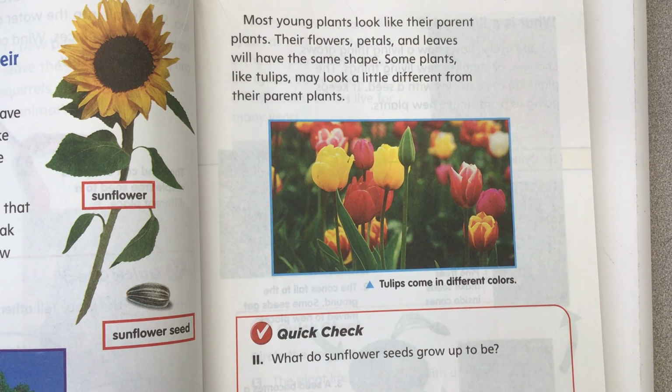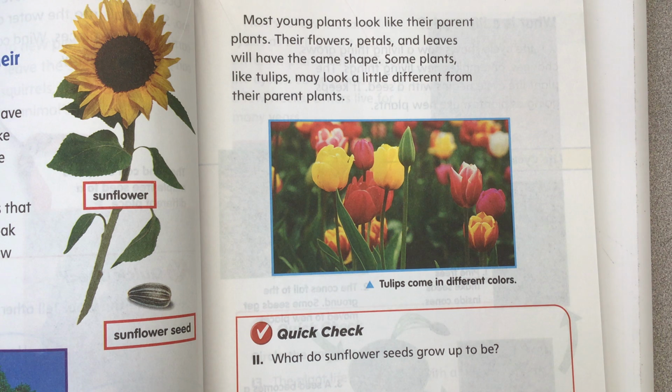Most young plants look like their parent plants. Their flowers, petals, and leaves will have the same shape. Some plants, like tulips, may look a little different from their parent plants. Tulips come in different colors.